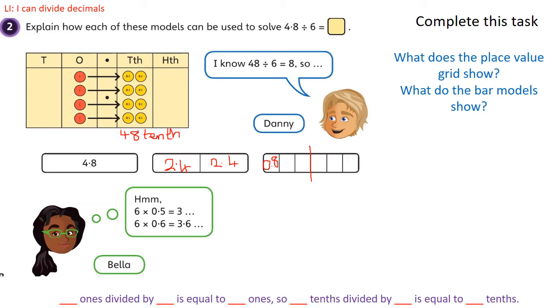Bella was also thinking of a different way here. Here she was trying trial and error. So she knows that 6 times a half is 3. She then worked out 6 times 0.6. She probably would then have done 6 times 0.7. So she's using the inverse to check. She still wouldn't have been there. And then she would have done 6 times 0.8. Which method do you think is the most effective? Which one would you use?